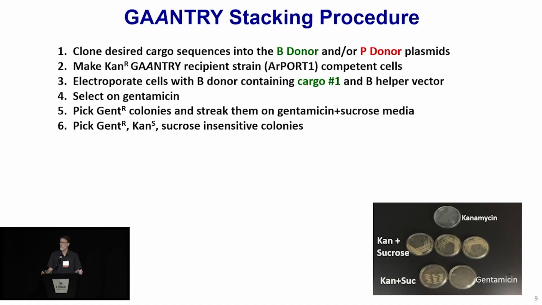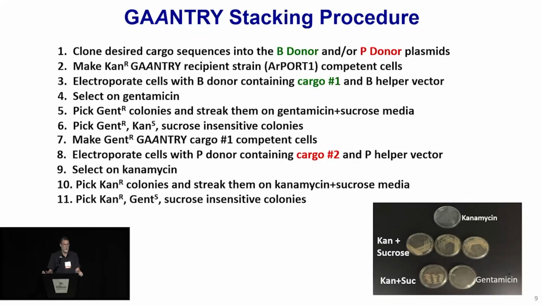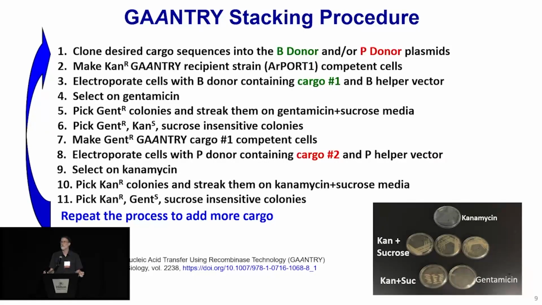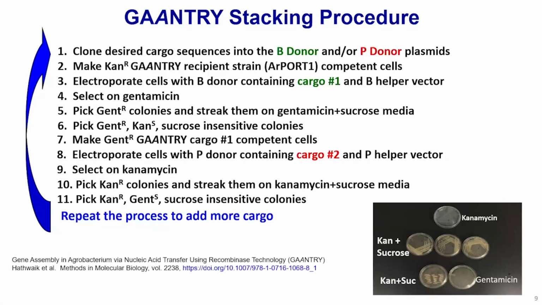And then you can pick those colonies off the sucrose plate, and just to make sure that you know what happened, restreak it on kanamycin and show that it doesn't grow, but it does grow on gentamicin. You can then take those cells, make them competent, and do another round of gantry assembly with a P donor and a P helper. The same process, you're selecting on kanamycin first, restreaking on sucrose, confirming that it integrated and excised the cargo, and then repeating that process over and over again. So if you can do agrobacterium electroporation transformation, you can do gantry assembly.